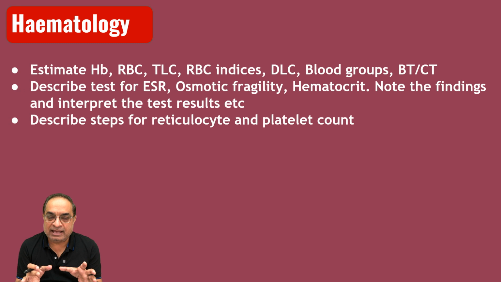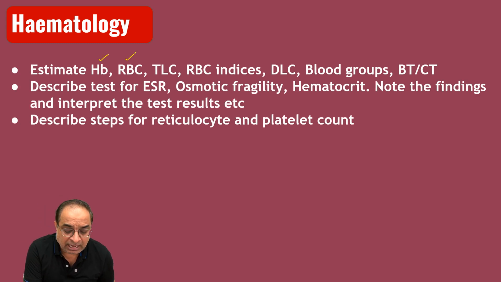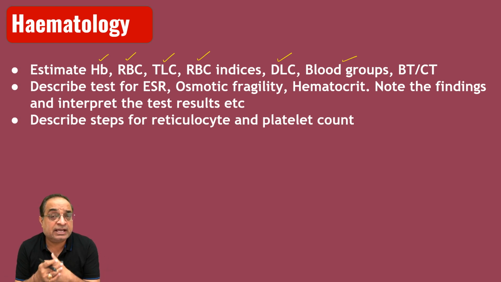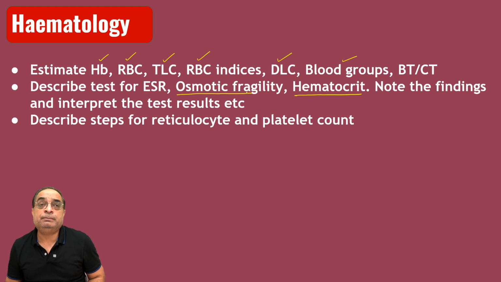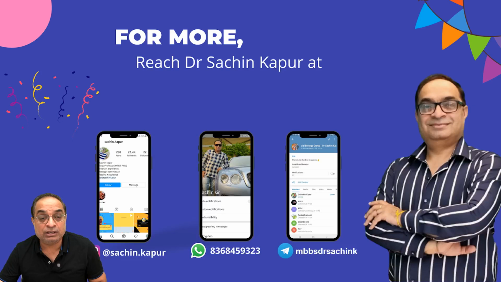Then at last we have this portion which is part of your practical syllabus. You have to find out the platelet count, you have to estimate hemoglobin, RBCs, total leukocyte count, that is TLC, right? Differential leukocyte count, blood groups, then ESR, erythrocyte sedimentation rate, hematocrit value. Hematocrit is the percentage of blood volume occupied by RBCs. So these are the topics which will be discussed in your practical classes. So that was about hematology.